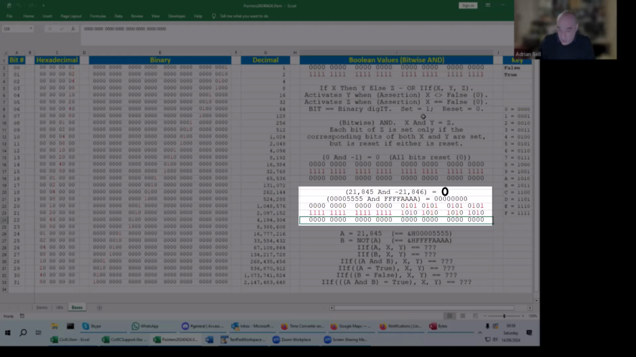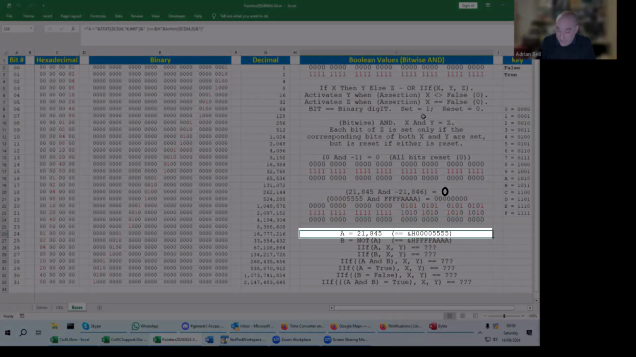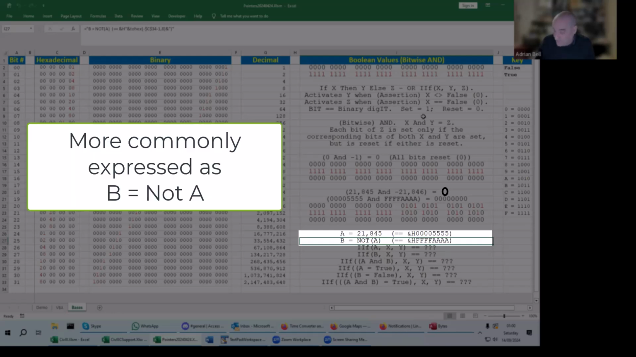Okay, so I've got some question marks down here. So if A is 21845 that we've got there, and I've shown that's the hexadecimal value, and that's how you write a hexadecimal value if you are writing it in VBA, by the way, in case some of you may not have done that a lot. And B equals Not A. Not, we'll get to in a minute. It's one of the other things.